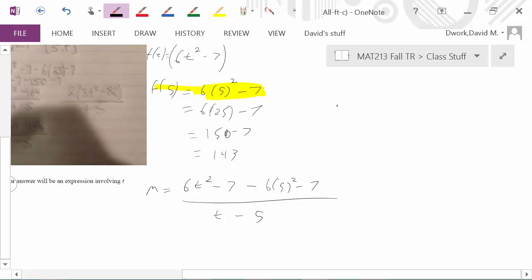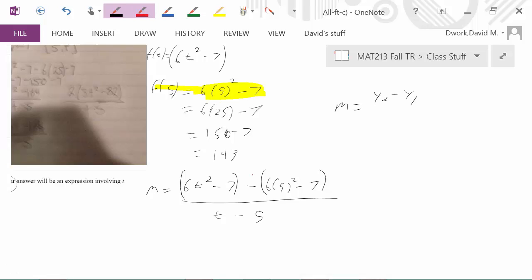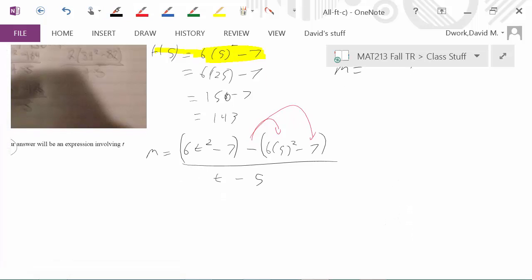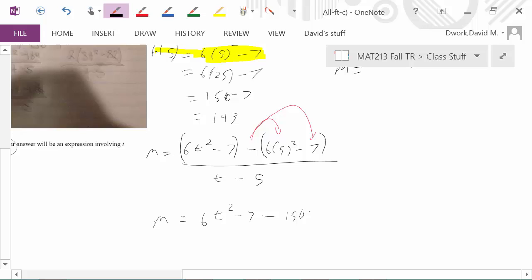Well, it's simple. It's an easy one to make because you have to remember it's y2 minus y1. Because you didn't write those parentheses, you didn't distribute your negative. So once we do that, the slope is equal to 6t squared minus 7 minus 150 plus 7 all over t minus 5.